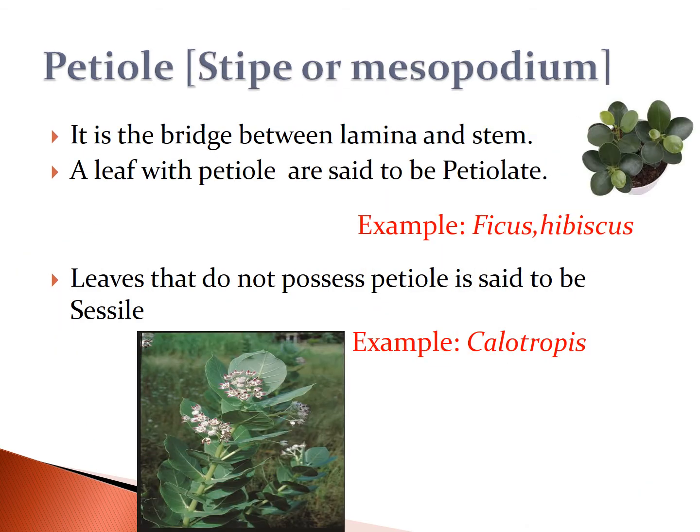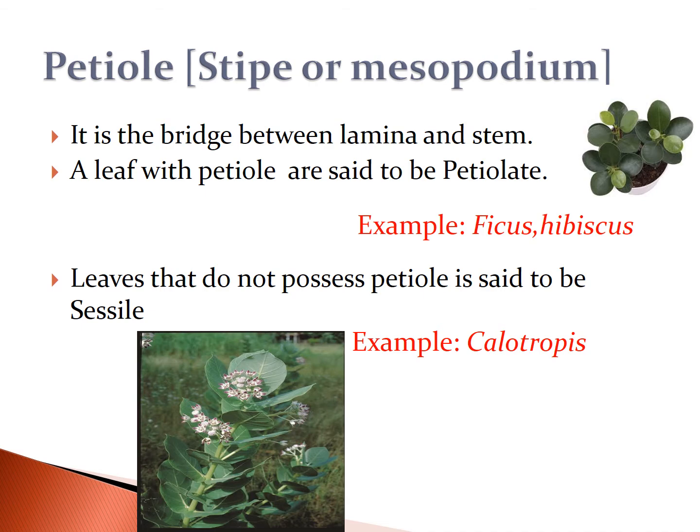Then petiole, stipe or mesopodium. Petiole is also called stipe or mesopodium. It is the bridge between lamina and stem. Already we learned all the leaves are born at the node of the stem. Then lamina. Lamina is the colorful part of the leaf. Later we will learn it. Now you just remember this word only: lamina. The connection, the bridge between the node of the stem and the lamina, is called petiole.